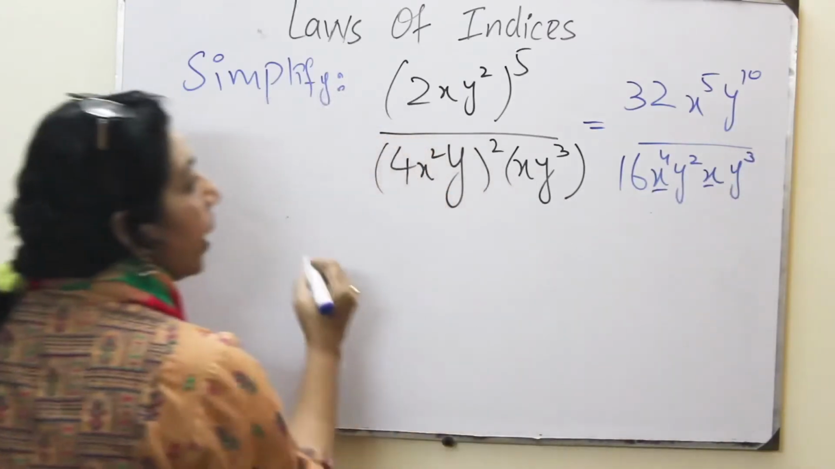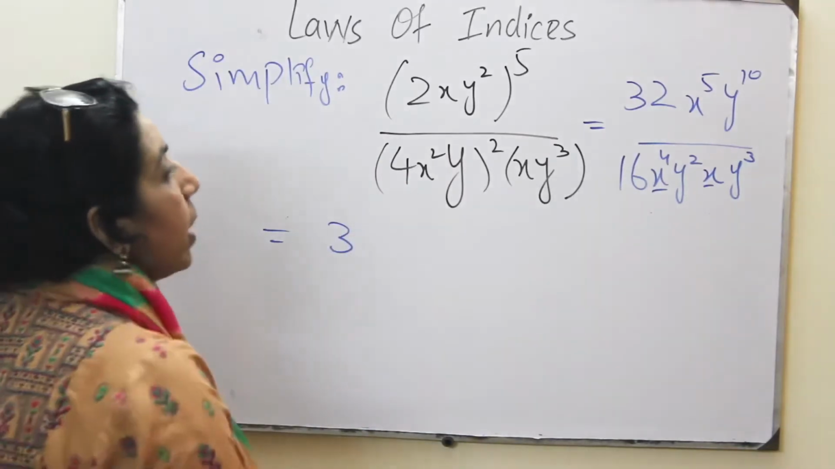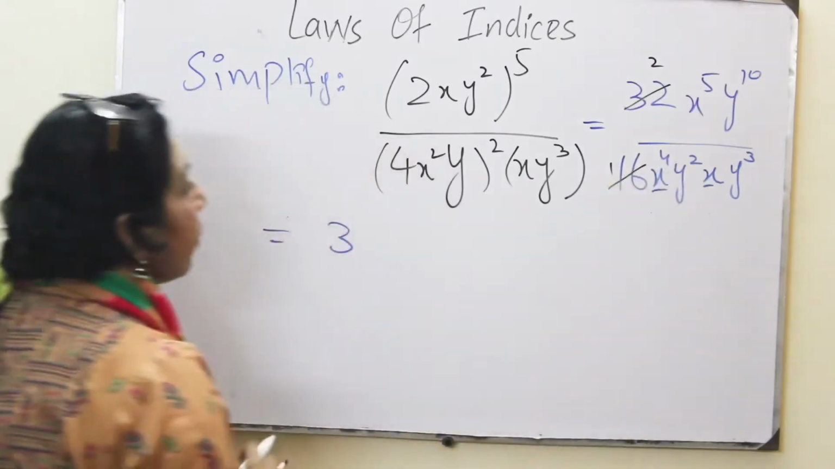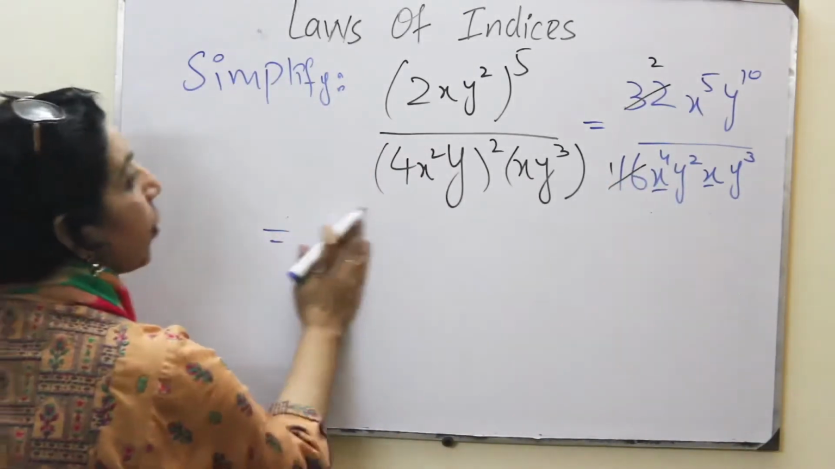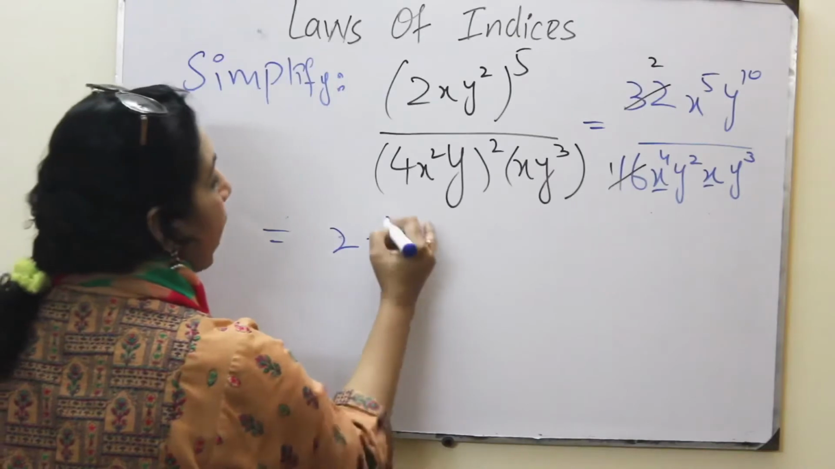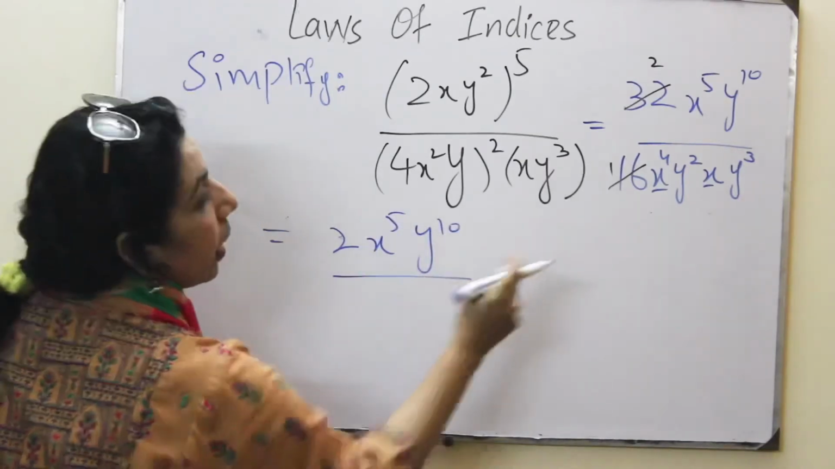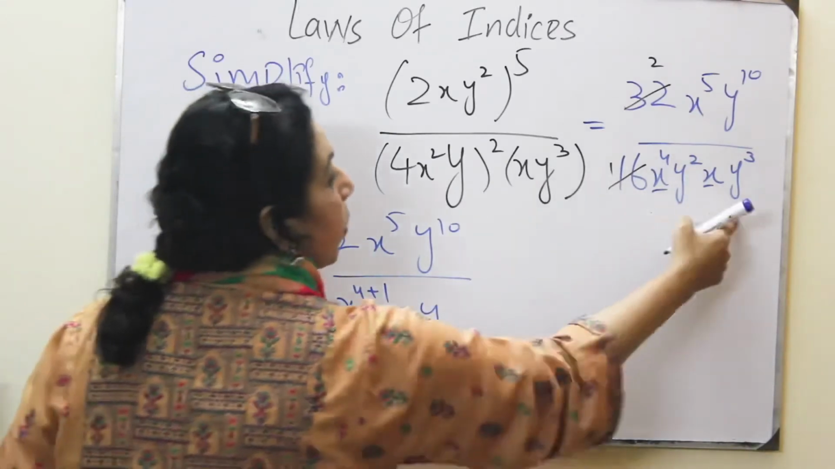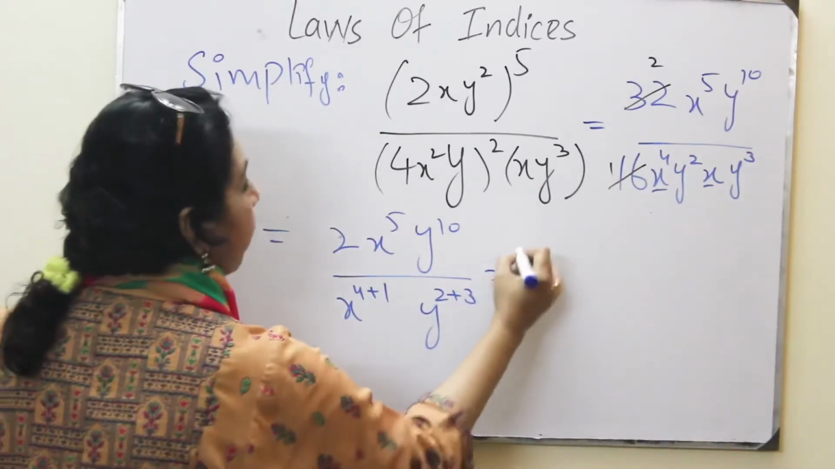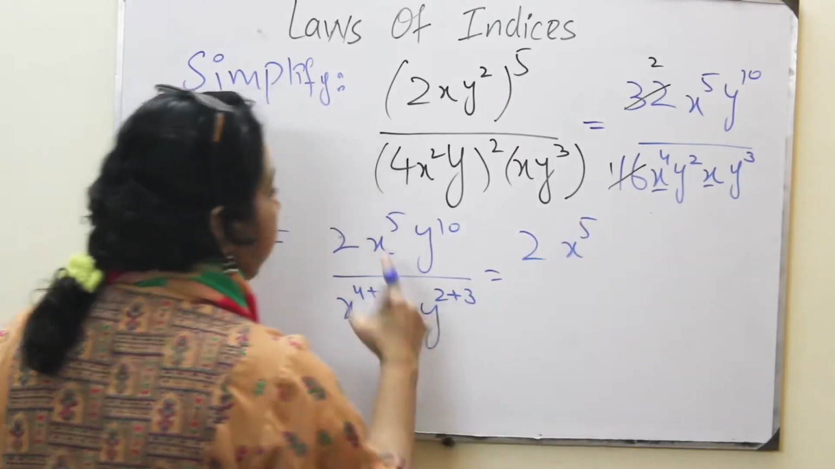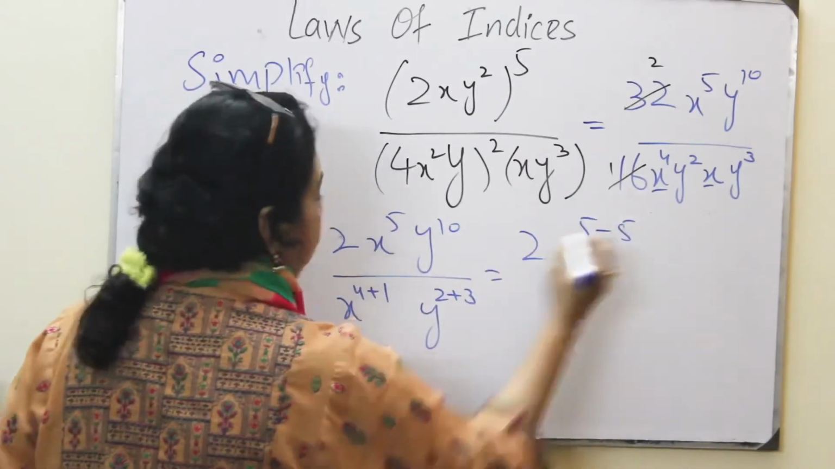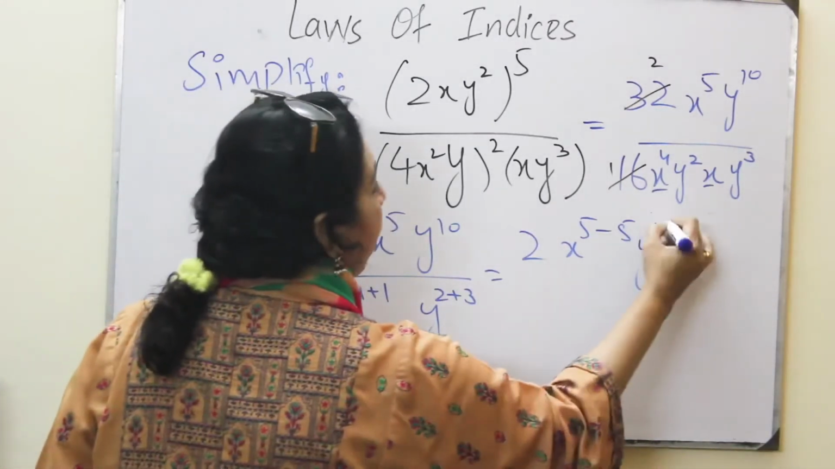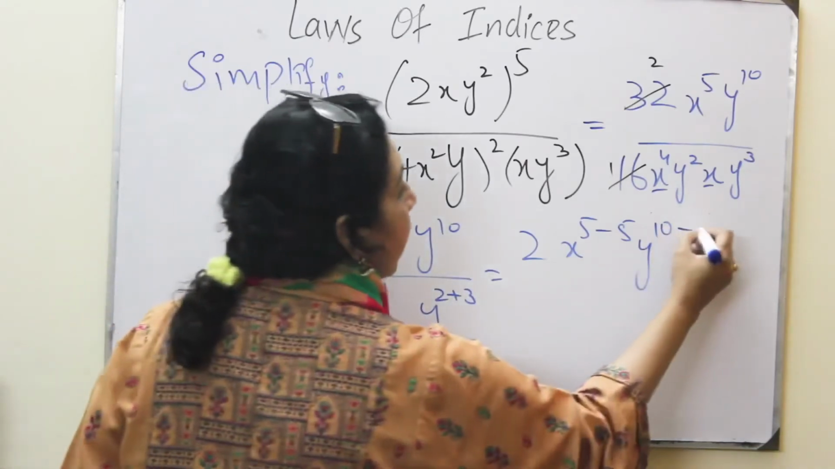Okay, now we shall add the powers in the denominator. 16, 2 times 32, so we can even cancel it here and simplify our question. So we have 2 x 5 y 10 over x power 4 and 1, x power 5, and y power 2 and 3, y power 5. So finally we have 2 x power 5 minus 5. I shall bring it here. I shall subtract power from power. Y raised to power 10 minus 5.